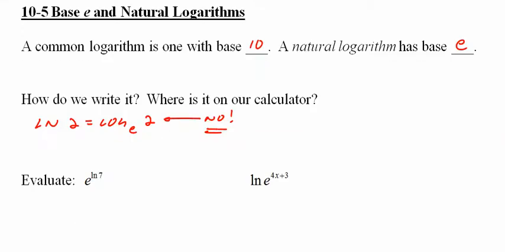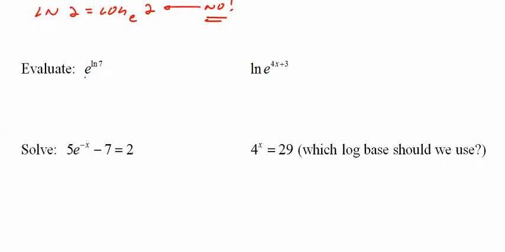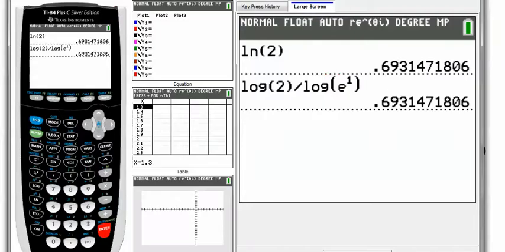So how do we solve with it? Well, first off, whenever you have an e and ln, they cancel each other, or ln and e, they cancel each other. So e to the ln of 7 is 7. ln of e to the 4x plus 3 is 4x plus 3. First one I'll demonstrate, e to the ln of 7.